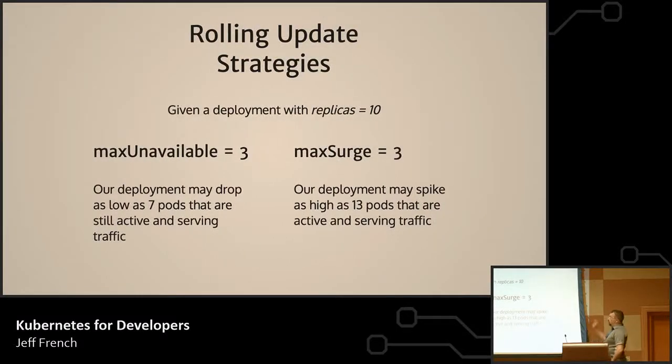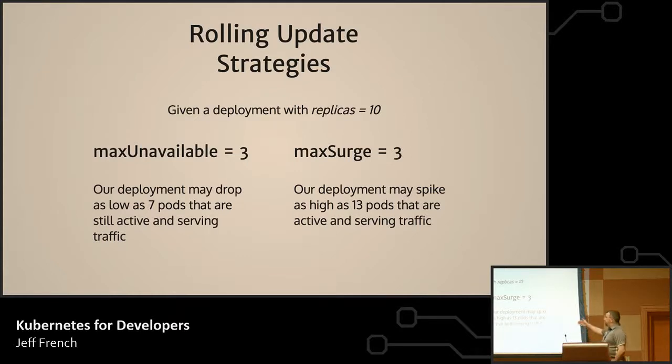So here are some worked examples. Given a deployment with replicas equal 10 and a max unavailable equals 3, then our deployment can drop as low as 7 pods that are still active and serving traffic while 3 new ones are spinning up. And then, once those 3 come up, it can drop up to 3 more until it's completed updating all of the pods.